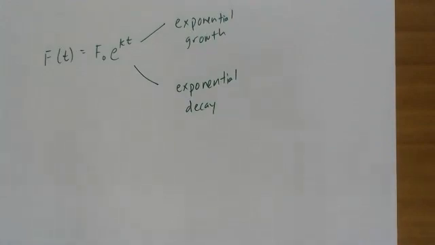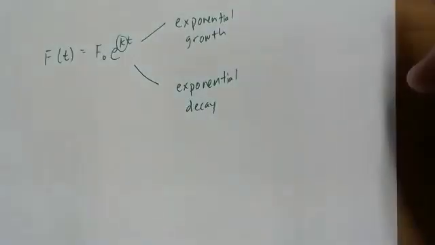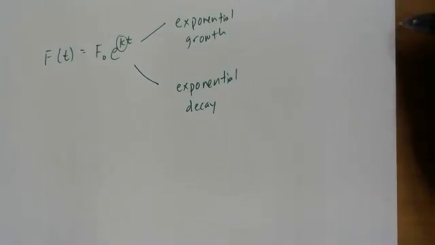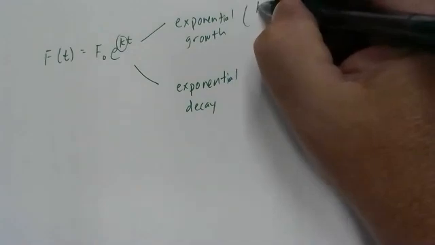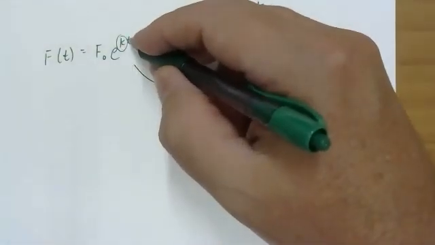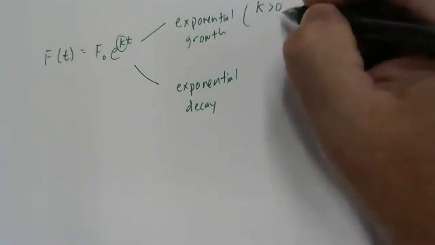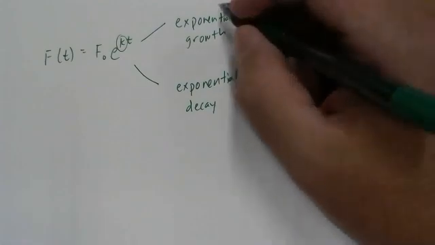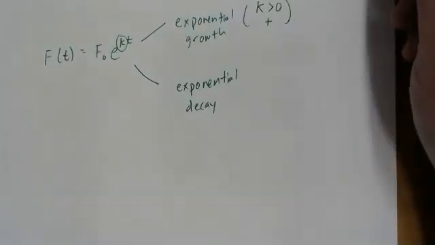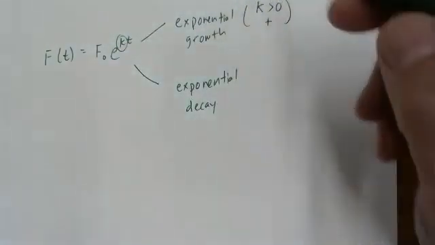Now, what's the key to knowing what kind of problem we have? The whole key is K, which we called our growth rate. What happens for exponential growth at K, whatever number is in front of this T here, if it's a positive number, if K is greater than 0, then this function will be exponential growth. It's going to grow. It's going to get bigger.